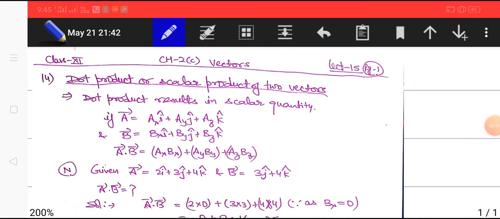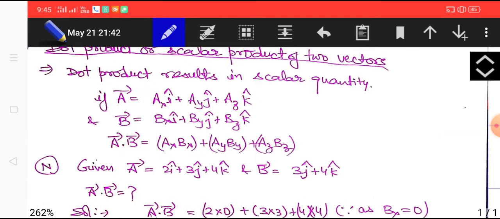Hello dear students, this is lecture 15 and in this we will discuss dot product and cross product of vectors, and we'll also study a little about horizontal projectile. So the first topic of today's lecture is dot product or scalar product of two vectors.